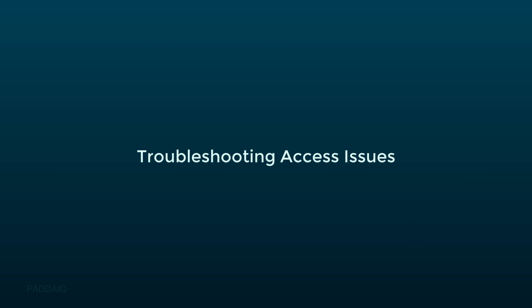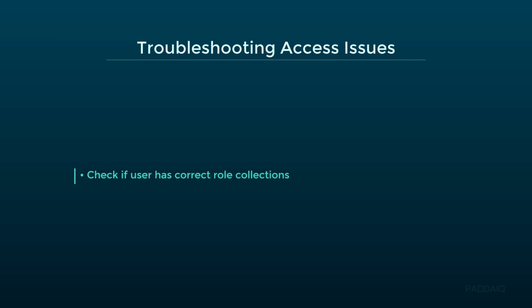Troubleshooting access issues. Check if the user has correct role collections. This means verifying the user's assigned permissions match what's needed for the application. For example, a user unable to view sales reports might lack the sales analyst role collection. Always confirm role assignments to resolve access problems effectively.